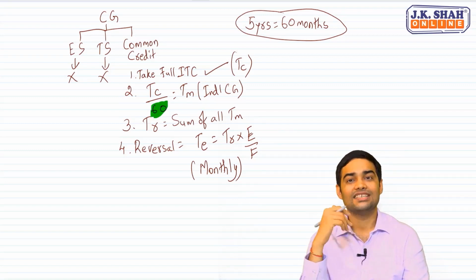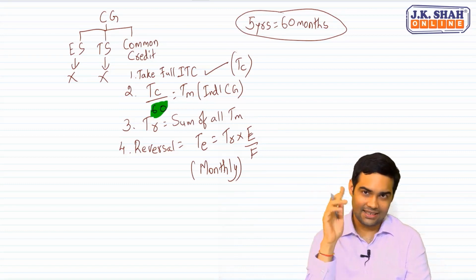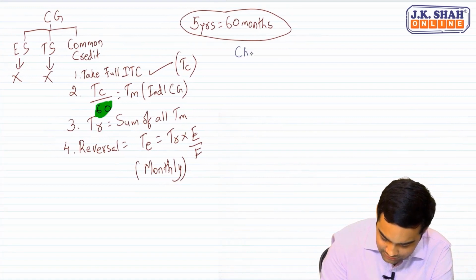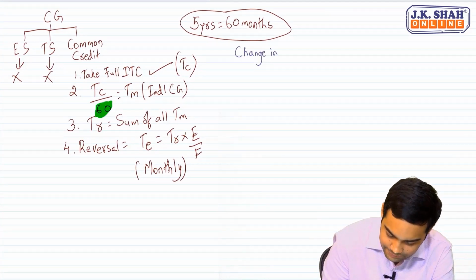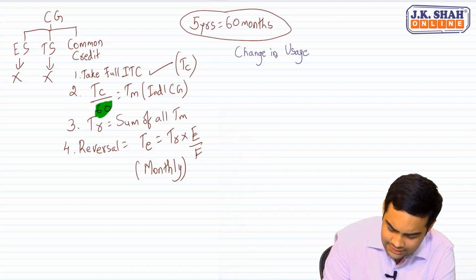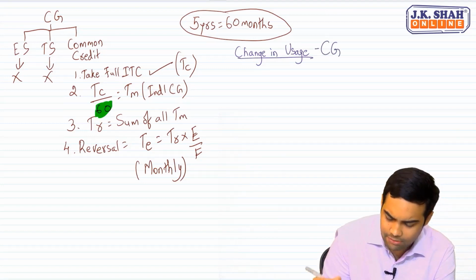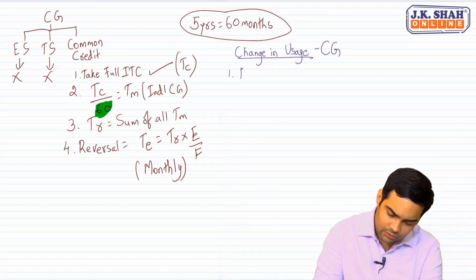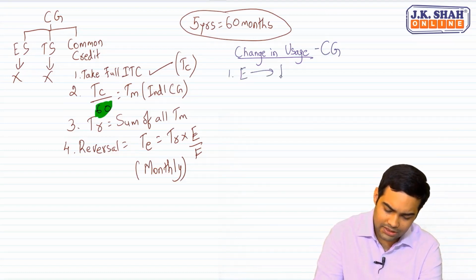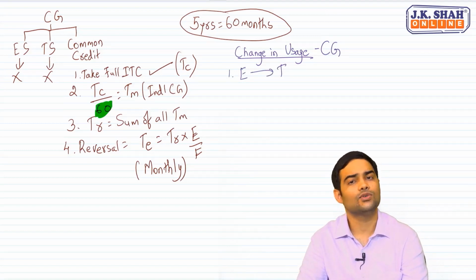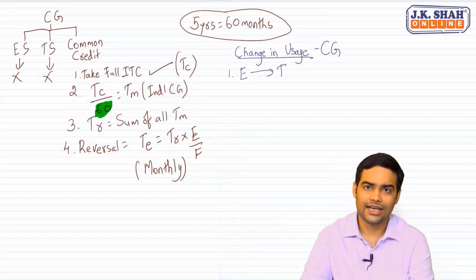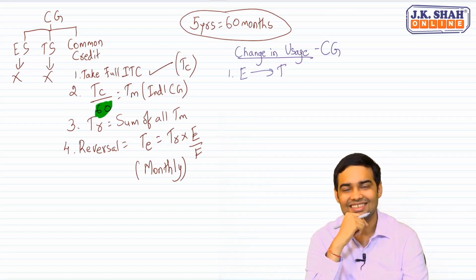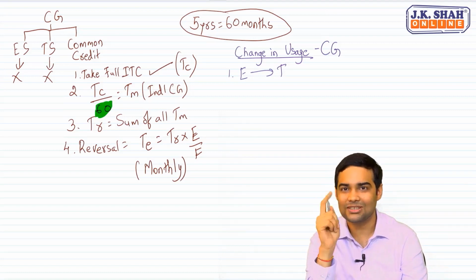What happens if there is a change in usage? Let's see. If there is a change in usage, again a very important thing. When I say change in usage, we are only speaking about capital goods. Law has provided for it. Suppose earlier it was used for exempt supply, now it is being used for taxable supply. Will you get ITC now? The answer is yes. So earlier exempt supply, now taxable supply, you will get ITC.